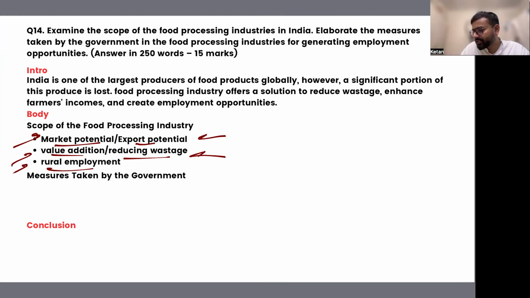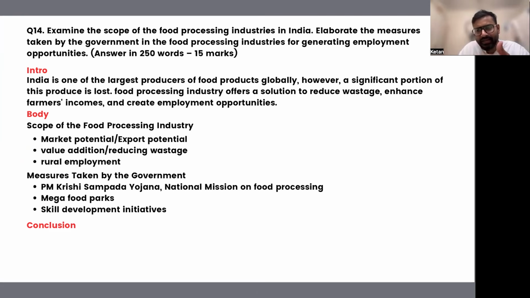Now, what are some measures taken by the government? Again, here you should know all the measures that the government has taken for food processing industries. The government is running various schemes like Pradhan Mantri Krishi Sampada Yojana, National Mission on Food Processing, creation of mega food parks, hub and spoke model, all that you can talk about. And also at the same time, various skill initiatives which are scaling up skills, particularly of SHG women, SHG members, and also the youth of the villages, with regard to food processing. So all those initiatives you can talk about here.